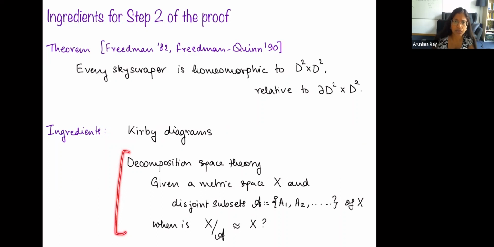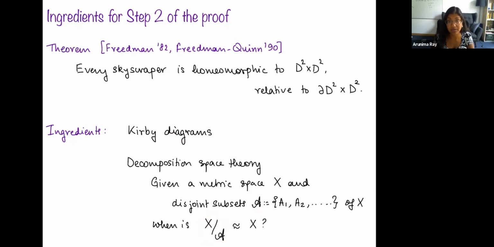The second ingredient is something called decomposition space theory. This is something that comes from a very pure point set topology side of the world. And let me give you the main question that decomposition space theory seeks to answer. It says, suppose you have a metric space X, and I want to take a collection of pairwise disjoint subsets of X, which are A1, A2, potentially infinitely many subsets. And the question is, what if I take all of these subsets and I crush them to individual points, like A1 becomes 1 point, A2 becomes 1 point, and so forth. And so that gives me some quotient, a decomposition space of X.